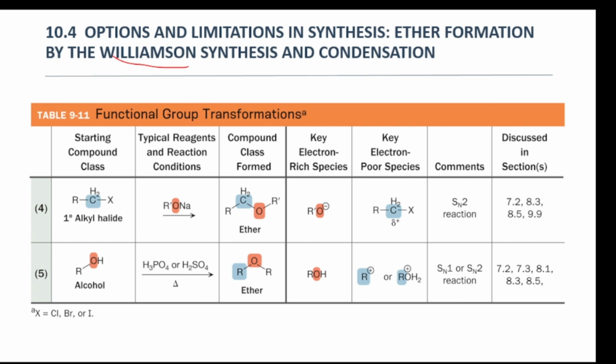So, this right here is the Williamson synthesis and condensation. This is actually the steps here. So here's steps 4 and 5 of that over here. And this is the starting compound class. We have the primary alkyl halide. This is the reagent that you typically use to do this, including the reaction conditions if there's anything special. And this is the compound class that's formed, which is the ether. Why do I keep calling these compound classes, by the way? So see these R's?